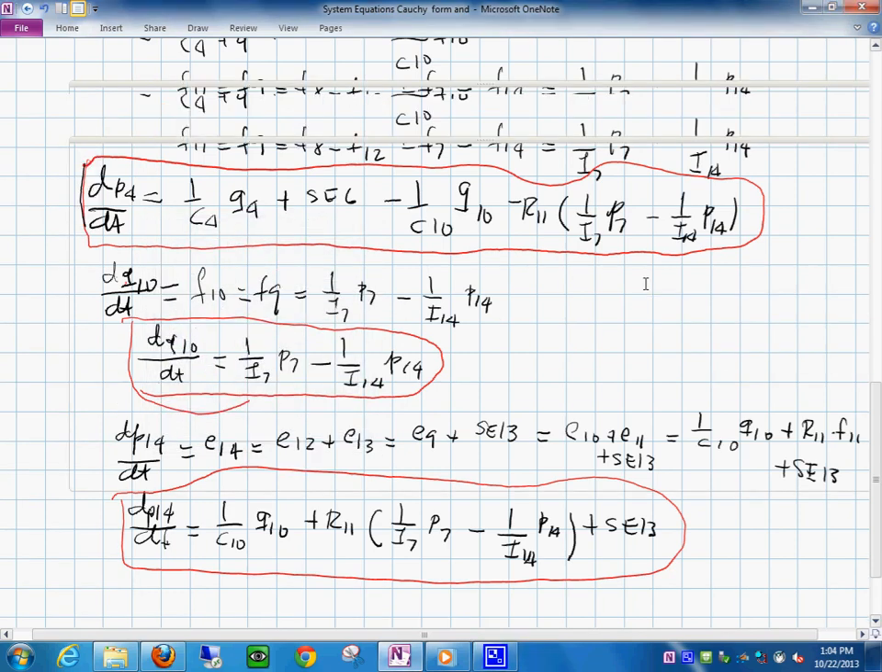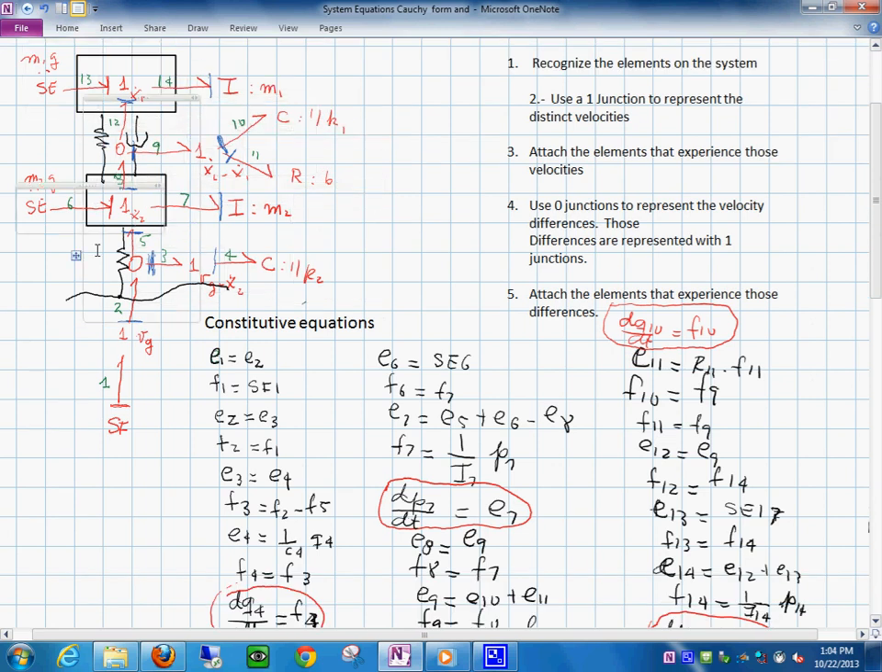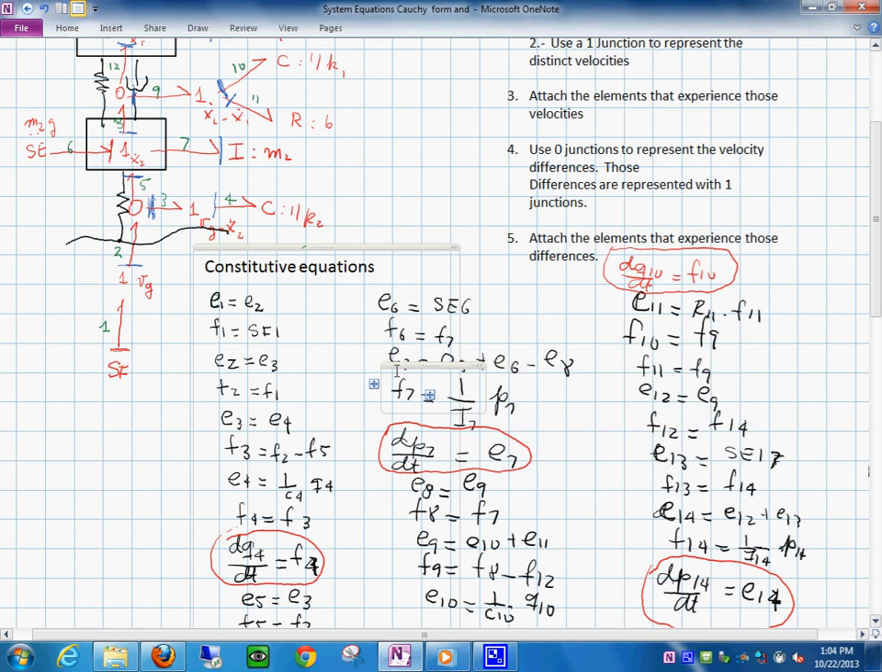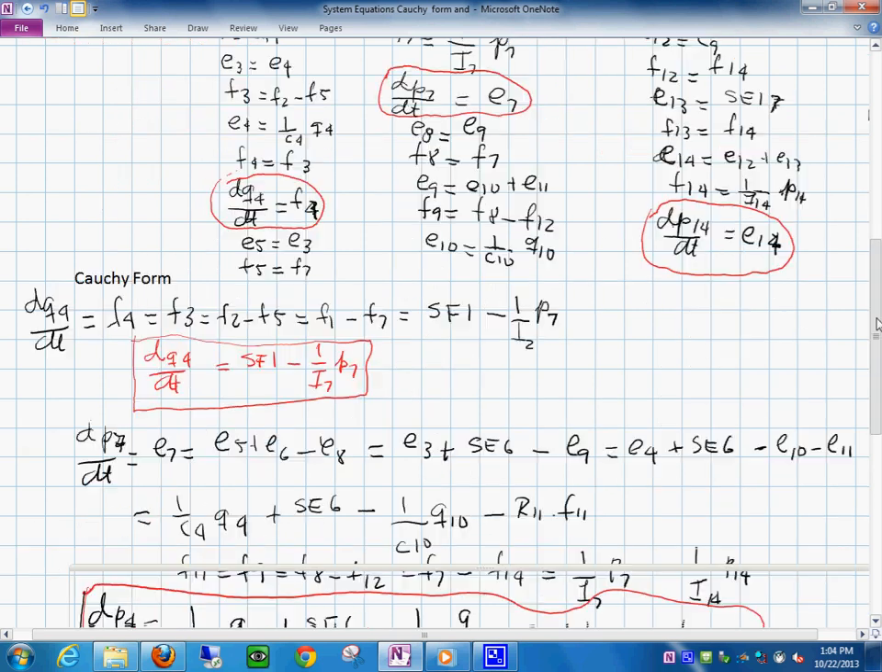Okay, so now that we have this in the bond graph over here, drawn, and then I have the constitutive equations in here. I have 4 different ones with this. Now in here you have the 4 equations, this one, this one, this one, and the bottom one, that are the equations in the Cauchy form.